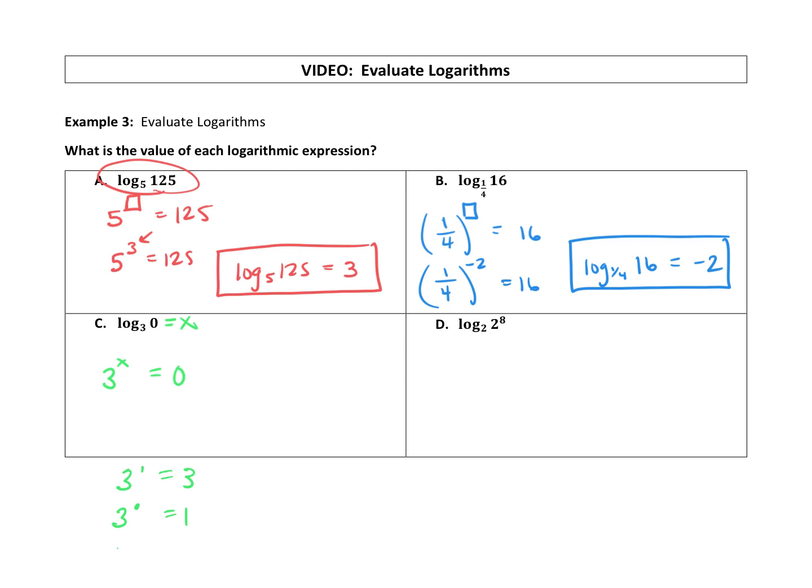What if we went negative? 3 to the -1 power is actually 1/3. There's not actually an exponent you can raise a 3 to get 0 back as an answer. So that means that this log expression is undefined.